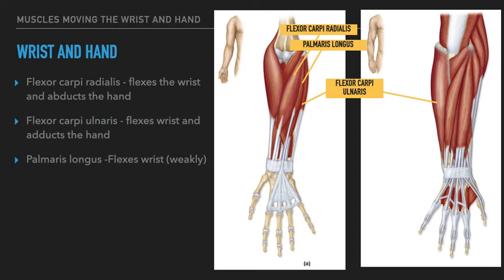The palmaris longus is kind of a weak muscle. It flexes the wrist weakly. It assists in bending the hand toward the shoulder. The origin for this muscle is the medial epicondyle of the humerus, and the insertion point is the palmar aponeurosis, so some tissue in the palmar region.